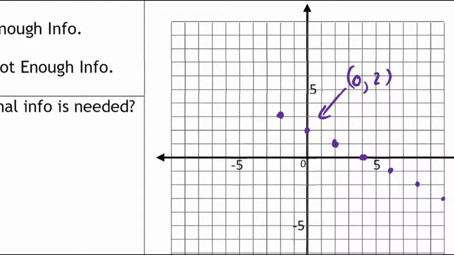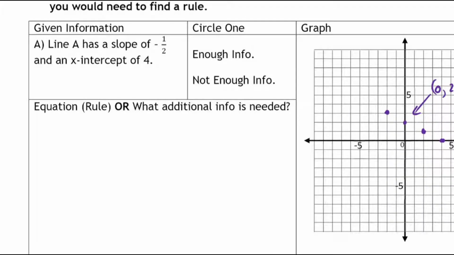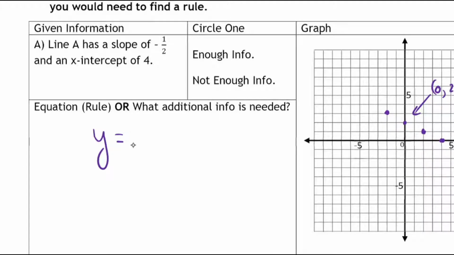So because I know my y-intercept, that means I can write the equation of this line. The equation or rule of this line is y is equal to negative 1/2 is my slope times x plus a y-intercept at the point where y is 2. All right, moving on to our next problem.